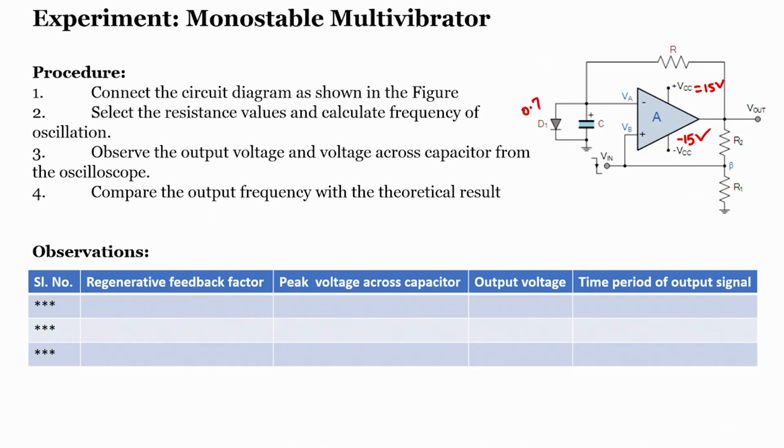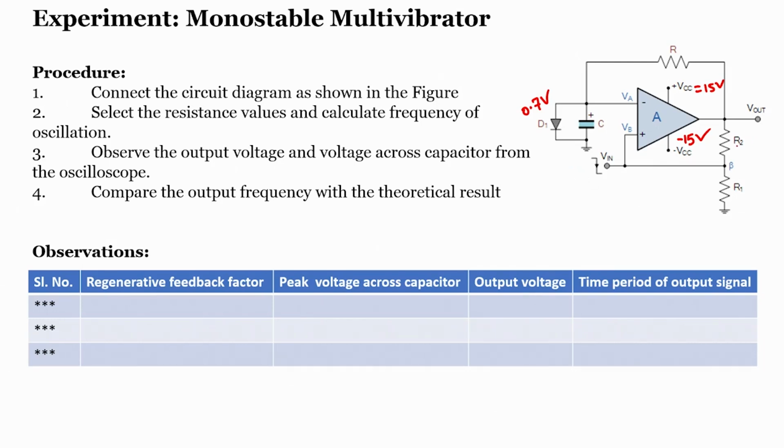So we will find out what is the diode cutoff. Generally in a simulation we will consider the diode cutoff value as 0.7. So whenever the capacitor reaches 0.7, the diode will be in forward bias condition. Whenever the voltage is greater than 0.7, the diode will be in forward condition, then the capacitor will go to saturation.